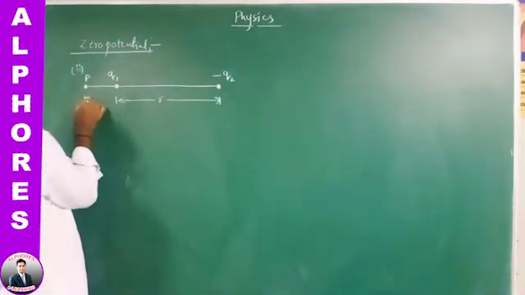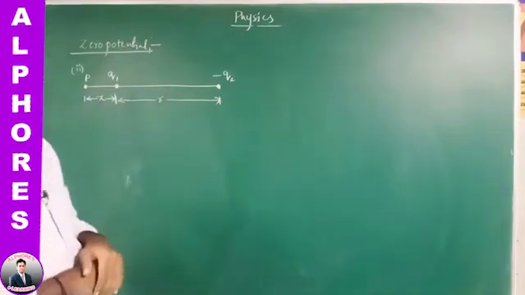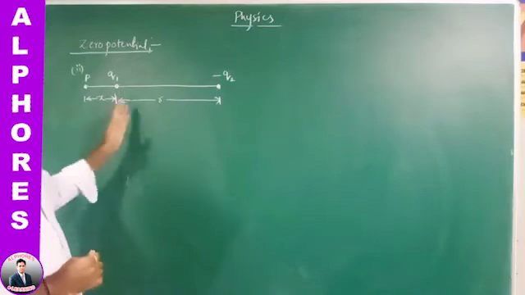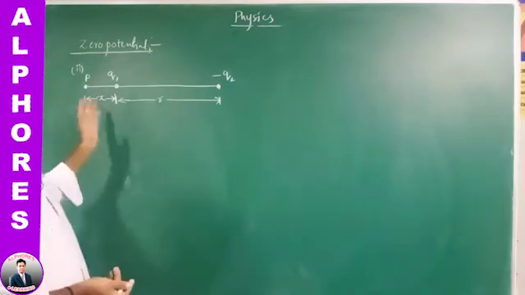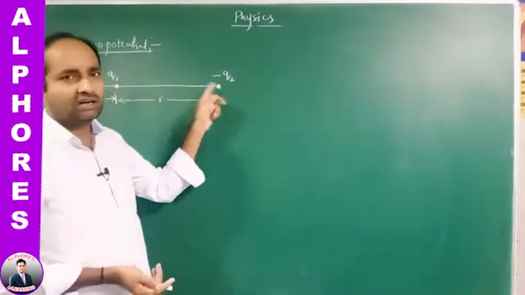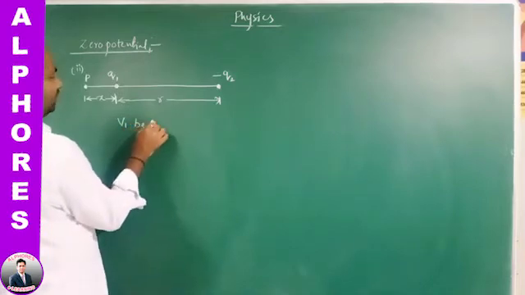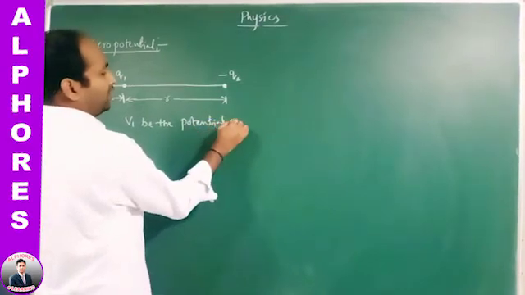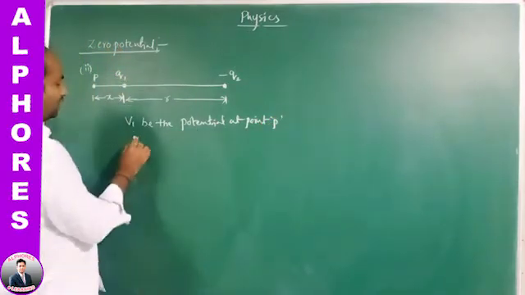Let X be the distance of the null potential point from the charge Q1. Here also the distance is X, but the null potential is obtained outside the system. In the same way, find the potential at the point P by the charge Q1 and also by the charge minus Q2. So similarly, write V1 as the potential at point P outside the system, by the charge Q1.